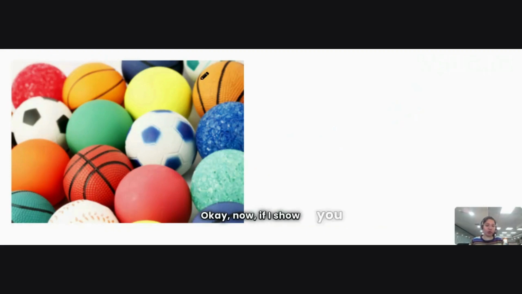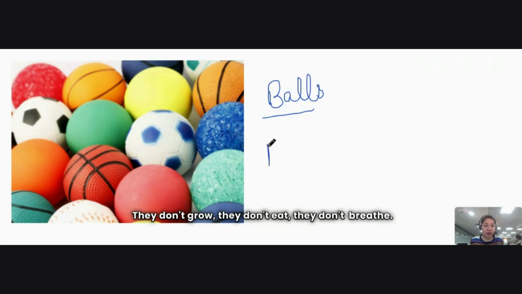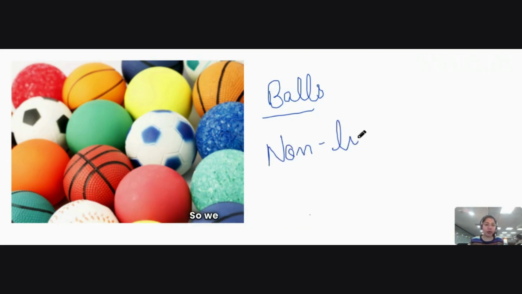Now if I show you the picture of these balls, there are so many balls over here, football ones, basketball ones. Will these balls be considered living or non-living? Can they breathe? No. Do they need sunlight? No. So we can consider them non-living. They don't grow, they don't eat, they don't breathe, right? So we can consider the balls as the non-living ones.